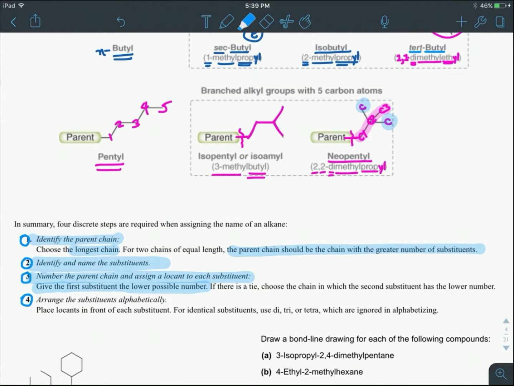And then the last, number 4, is to arrange the substituents alphabetically. This is going to be straightforward if you remember that you ignore prefixes except for ISO. ISO is the one prefix that we actually include in the alphabetical naming.